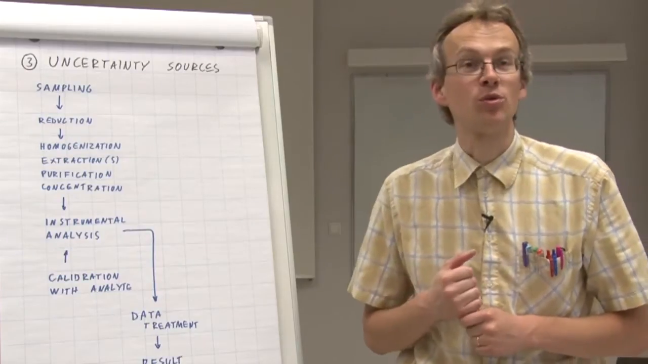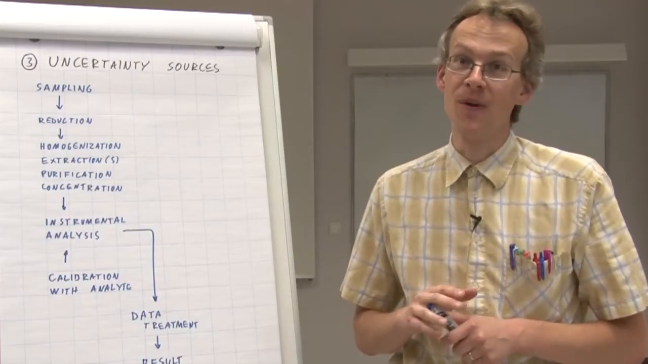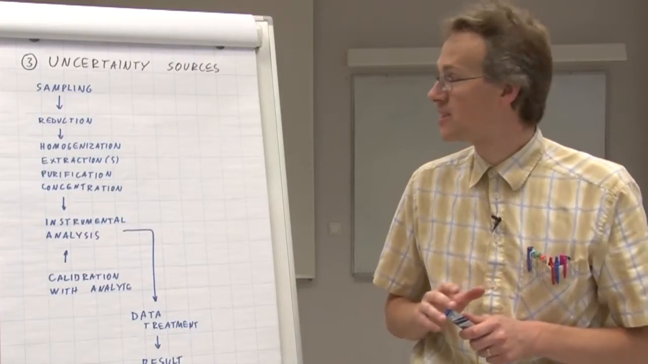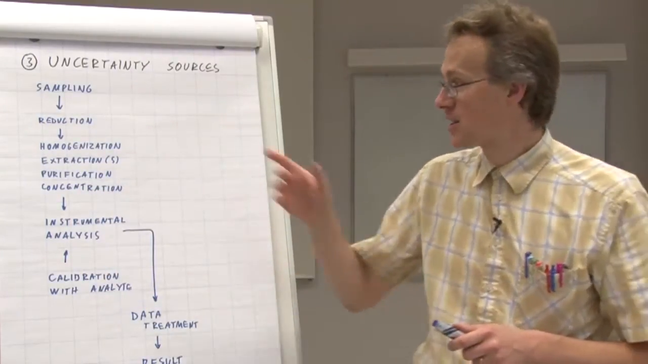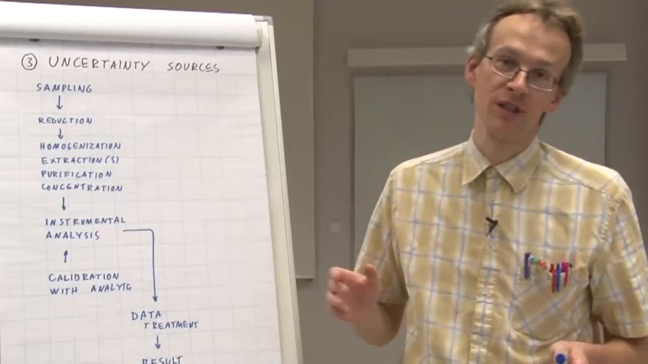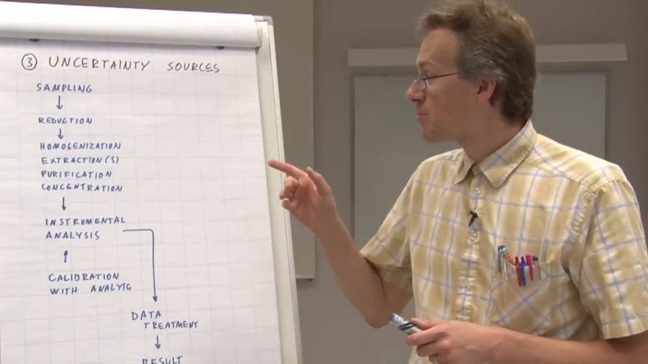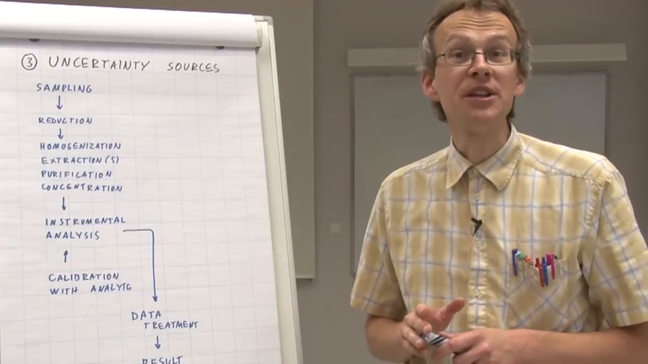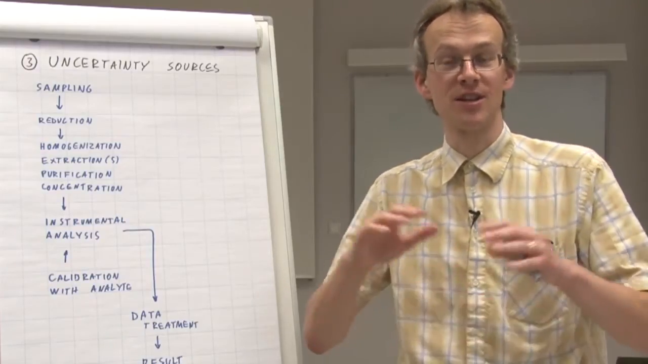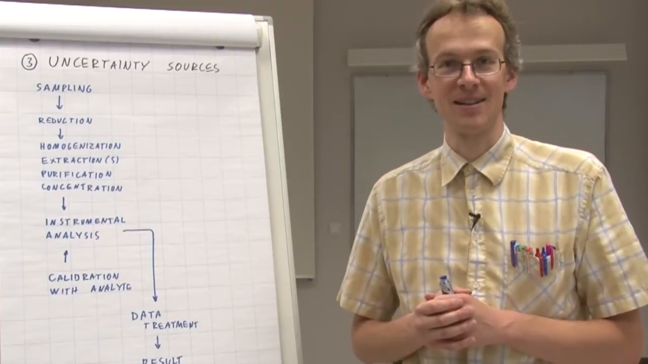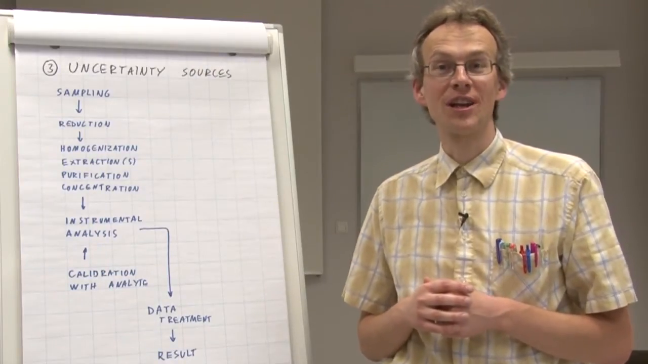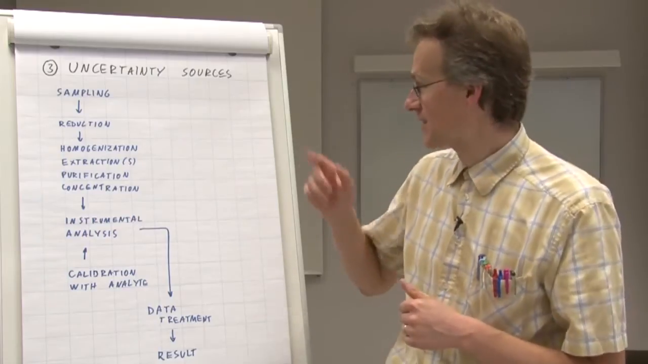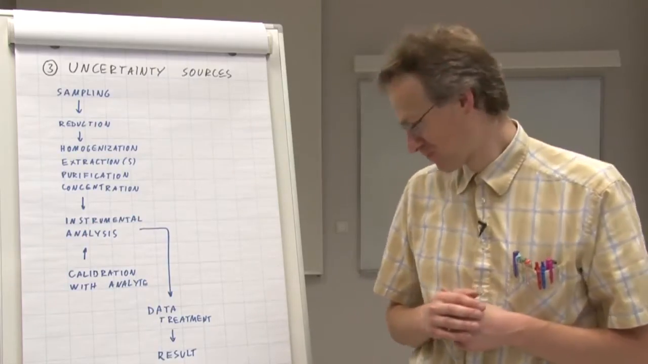It's important to note that chemical analysis is a very diverse range of activities, so that not always these same steps apply. Some can be omitted and some new steps can be there. But as an example, it pretty well summarizes the general situation in chemical analysis. Let us now look at the potential uncertainty sources that are involved in these steps.